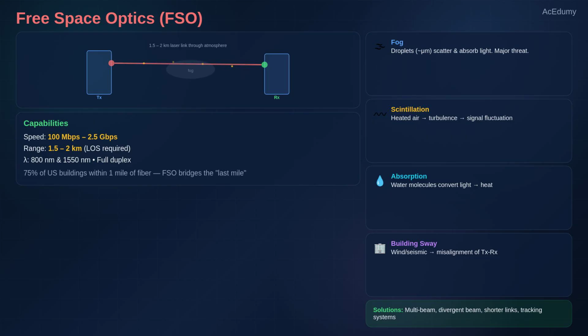However, FSO faces several atmospheric challenges. Fog is the biggest enemy. Fog droplets are only a few hundred microns in diameter, close to the wavelength of the light, causing severe scattering and absorption. Scintillation occurs when heated air creates temperature variations, causing the signal to dance and fluctuate at the receiver. Absorption happens when water molecules in the atmosphere convert light energy into heat. Building sway from wind or seismic activity can misalign the transmitter and receiver. Solutions include multi-beam systems, divergent beams, and shorter link distances.